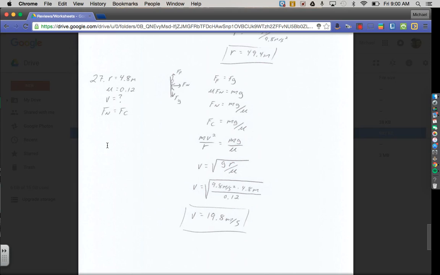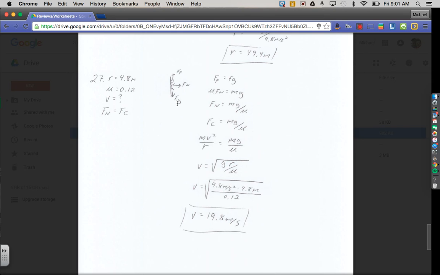Given the parameters that the ride is to have a radius of 4.8 meters, and that the coefficient of friction between the passengers and the ride is going to be 0.12, which is a pretty small coefficient of friction. So they're saying the slipperiest it could possibly get is that. What is the minimum speed required so that people do not slide down the wall? So we're looking for speed here.